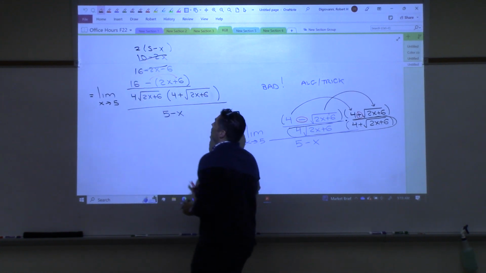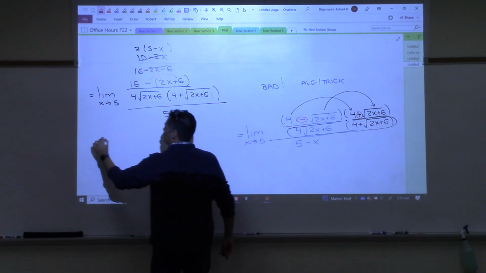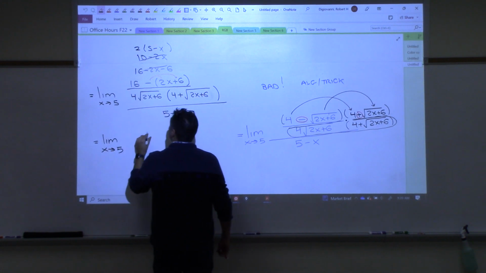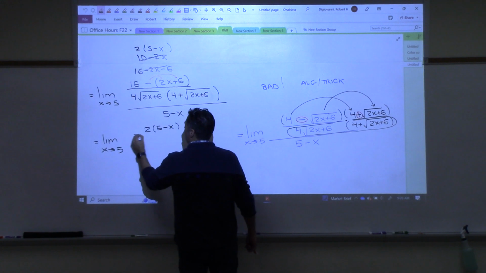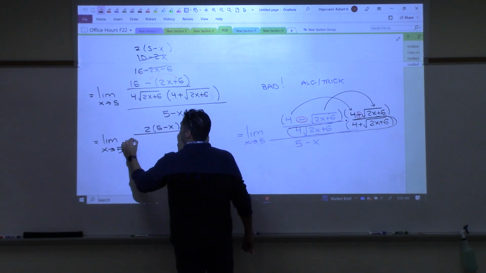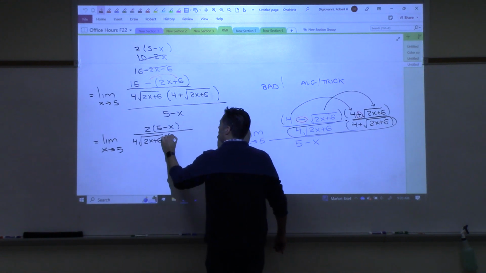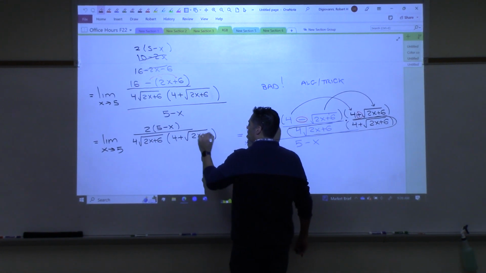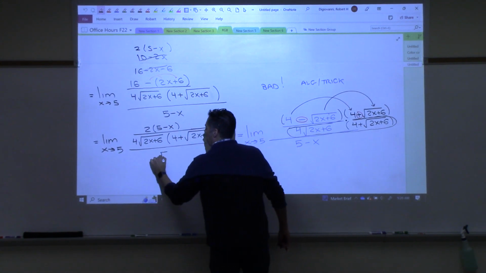All right, so let me write what we really have here. This is the limit as x approaches 5. On the top, I pulled a 2 out. I have 5 minus x. Below that, I have the 4 square root of 2x plus 6, and then in parentheses, 4 plus the square root of 2x plus 6, that really ugly denominator. And then below all of that, I have 5 minus x.